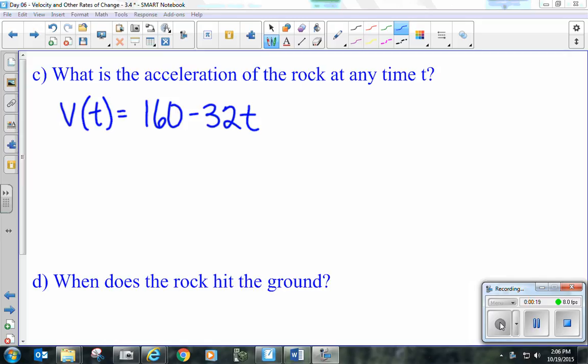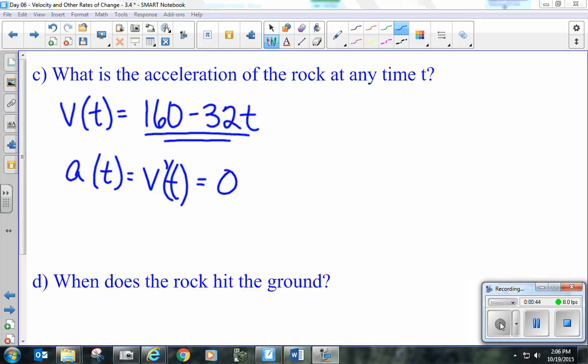And what's acceleration again? That's the derivative of velocity. It's the second derivative of the original function, right? Well, I can go back and look at the original function and do it twice. Or no, I already had the derivative once. So my acceleration is just the derivative of whatever velocity is. So what's the derivative of 160? What's the derivative of negative 32t?